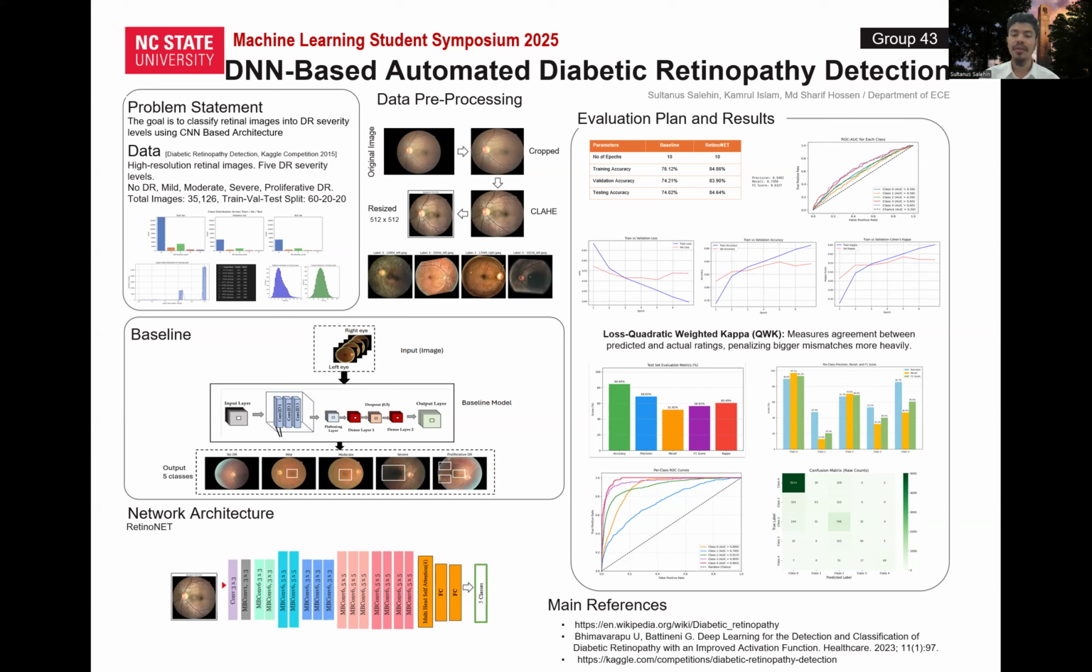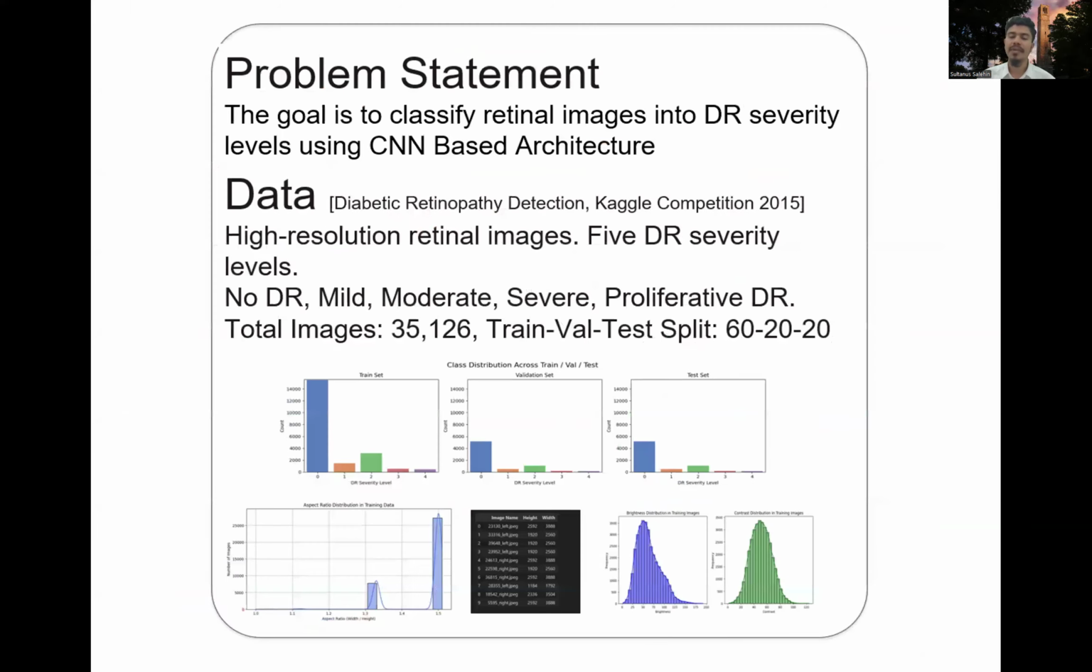Let me give you a very brief and very good understanding of what we did for our project. As a problem statement, the goal is to classify retinal images into diabetic retinopathy severity levels using CNN-based architecture.